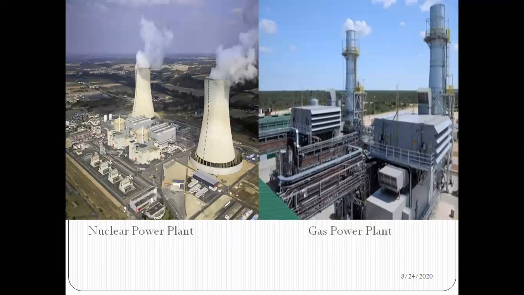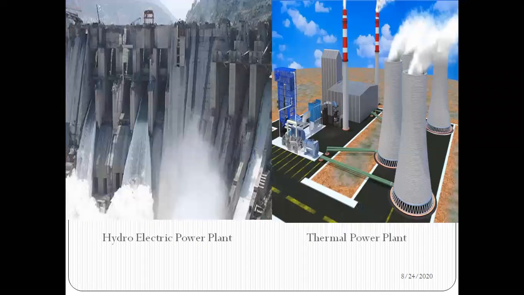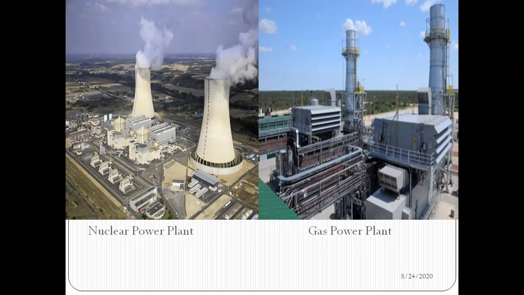You have another picture representing the nuclear power plant, and the fourth is the gas power plant. In addition, there are more generating stations like solar, wind, and ocean thermal energy generation. But from the examination and curriculum point of view, as the University of Jammu has decided your syllabus, there are only four generating stations: the hydroelectric power plant, thermal power plant, nuclear power plant, and gas power plant. So we will discuss them one by one.